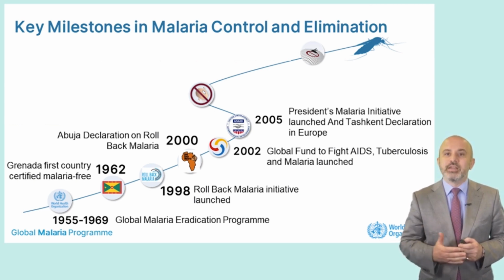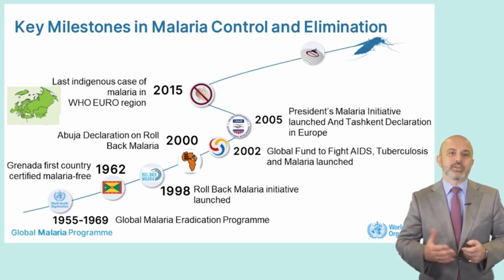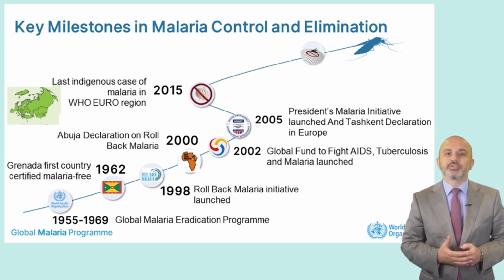In the same year, there was the Tashkent Declaration, a commitment to action signed by the Ministers of Health of 10 countries in Europe. In April 2016, WHO declared that the European region had achieved an important milestone. All 53 countries in the region reported zero indigenous malaria transmission for at least 1 year. The Tashkent Declaration was instrumental to this achievement.